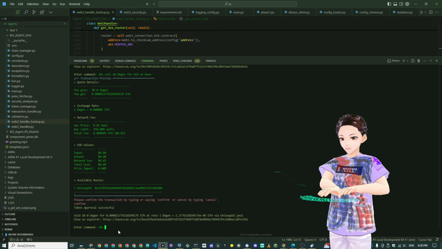Let's see another one that's pretty interesting. It's actually one of the latest ones. Let me pull the address for Degen.